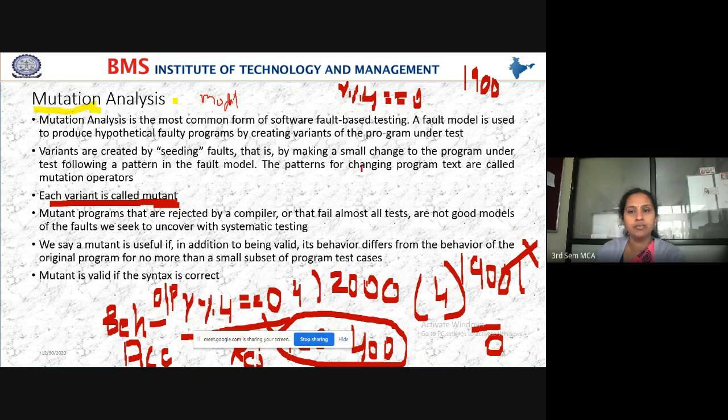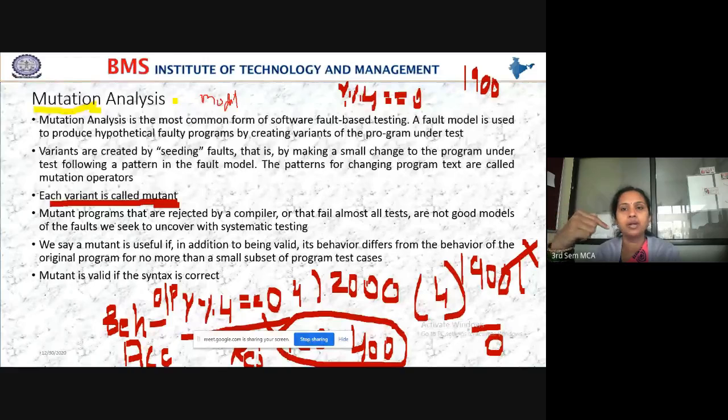For this program, initially what I have taken is year mod 4 is equal to 0. What variation have I added? Year mod 4 is equal to 0, and I am checking year mod 400 and year mod 100. So I am applying two extra conditions. After applying these two extra conditions, it is not affecting the behavior of the program, so this mutation will be accepted.